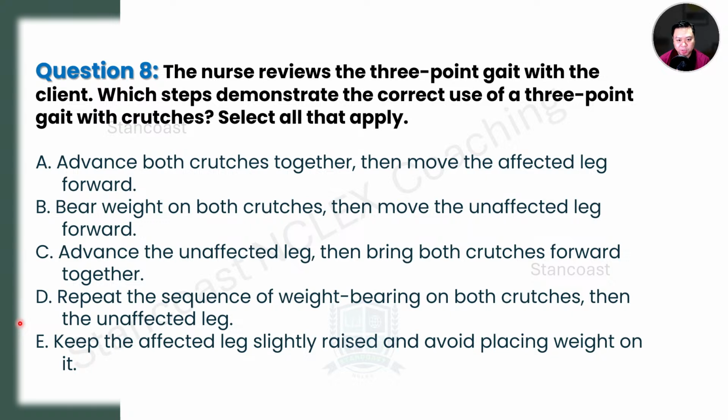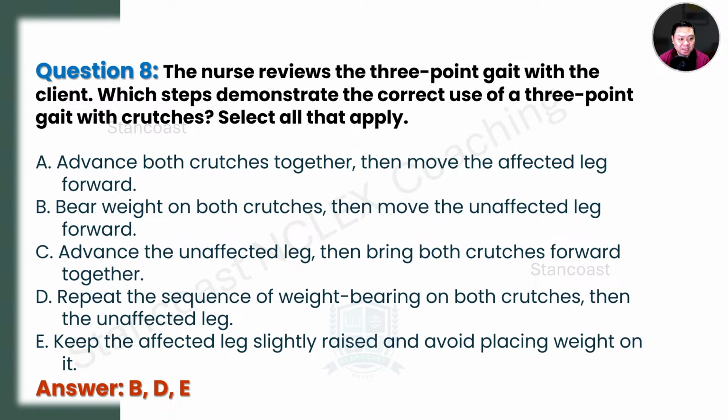We are talking about a 3-point gait. So what would be those options? Your answer should be letters B, D, E. Why letter B? Weight bearing both crutches, then move the unaffected leg. This is the correct technique in a 3-point gait. This has been the sequence, right? Again, the sequence here is to bear weight on both crutches, then you're going to have to move the unaffected leg. Okay. Now, if you selected letter D, repeat the sequence of weight bearing on both crutches, then the unaffected leg. This is also part of your sequence. Now, if you selected letter E, keep the affected leg slightly raised and avoid placing weight on it. This is very important, especially for those patients who cannot bear weight on one leg.